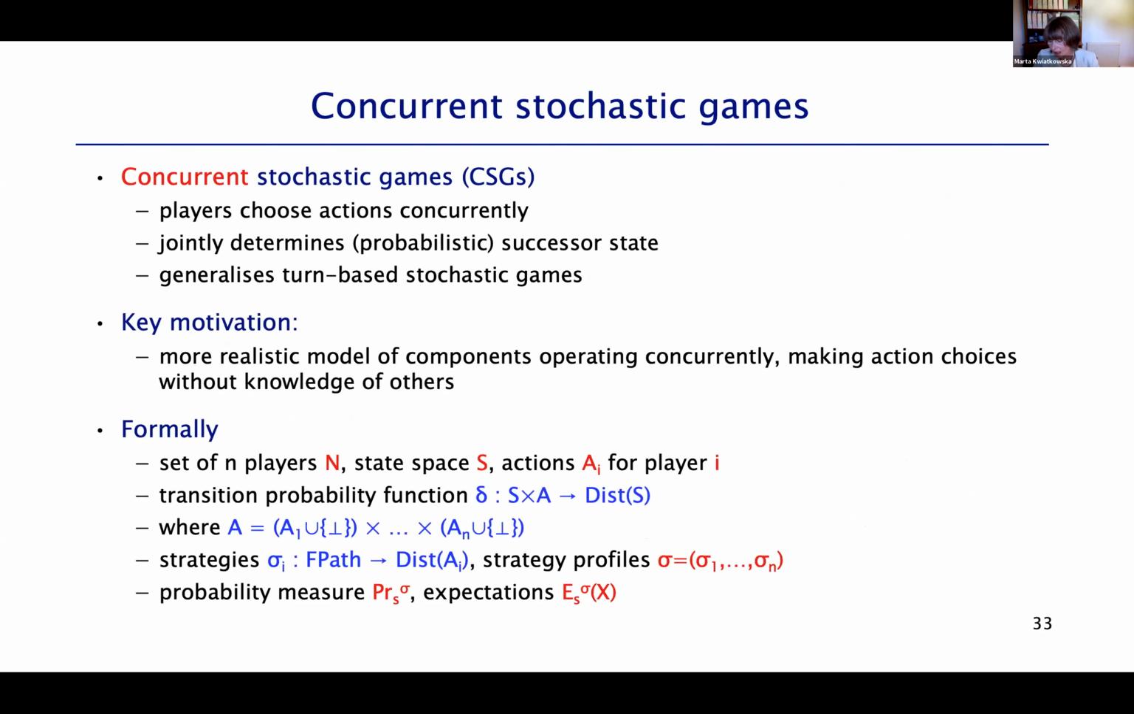But that is not appropriate for many modeling scenarios. In autonomous traffic, what we have is we have actions and agents, taking decisions concurrently.